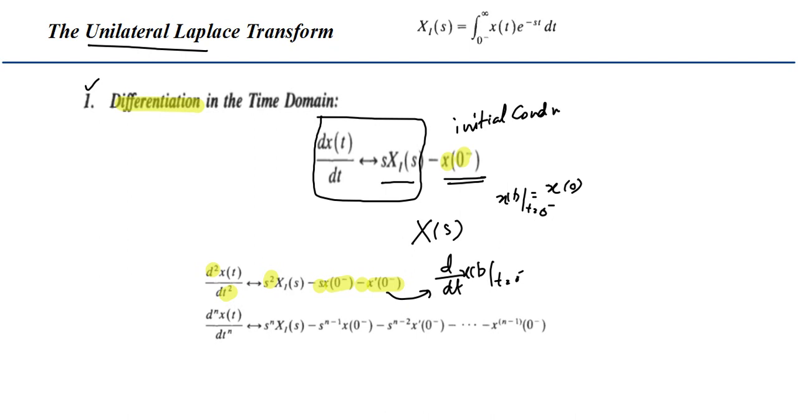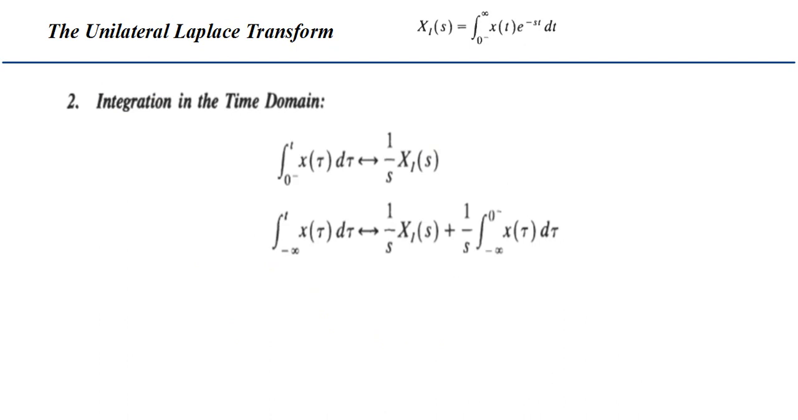Similarly, if you generalize this equation, for d n by dt n of x of t, we will start from s raised to n, then s raised to n minus 1 into x of 0, then x dash of 0, similarly up to x of n minus 1. This term will be like this: d by dt, next d square by dt square, d cube by dt cube, etc. And here the only term is X of s. This is about the unilateral Laplace transform differentiation property.